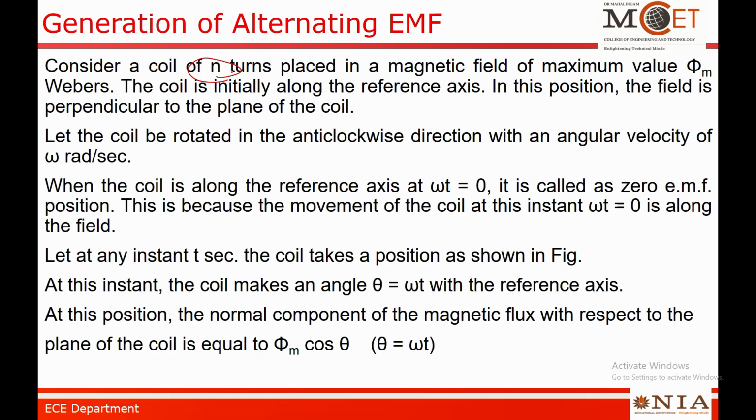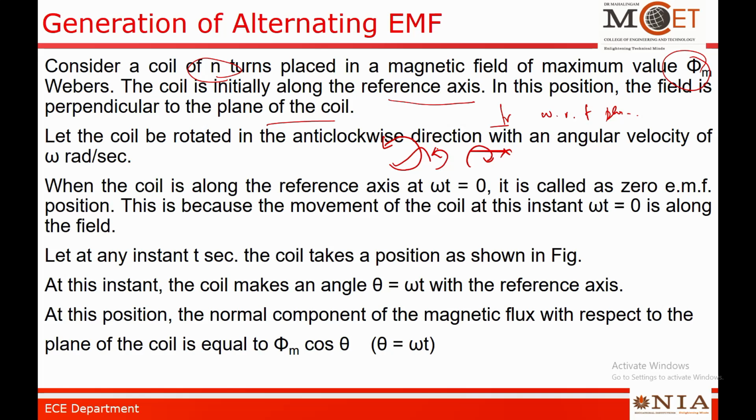Normally this magnetic field has a maximum value of psi m. Here the coil is initially along the reference axis, and in that condition the field is perpendicular to the plane of the coil. Now, let the coil be rotated in the anti-clockwise direction, not the clockwise direction, from the right-hand side to the left-hand side.